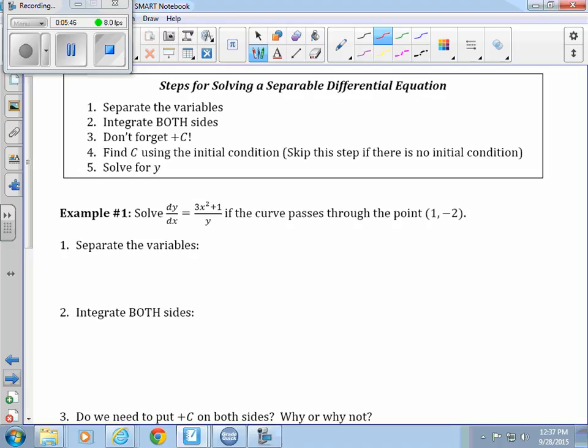Step 1, separate the variables. And I'll show you what I mean by that. Step 2, integrate both sides of the equation. Don't forget the plus c. But I will tell you, we only have to do plus c on one side because we can combine our constants into one.